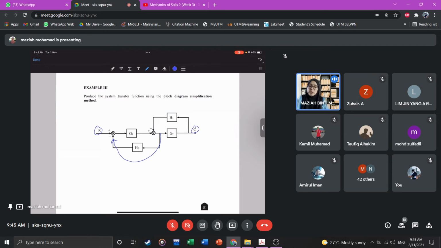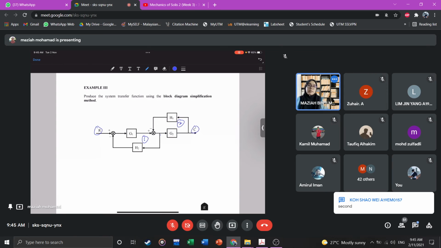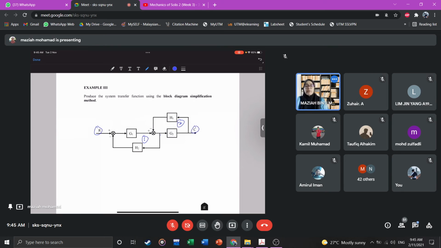All right, so which one are we going to start first? The first loop or the second, the first feedback or the second feedback? Okay, let's consider this is first, this is second. You can start with any. You can start with the second loop, you can start with the first loop. All right, so we know it is feedback loops.